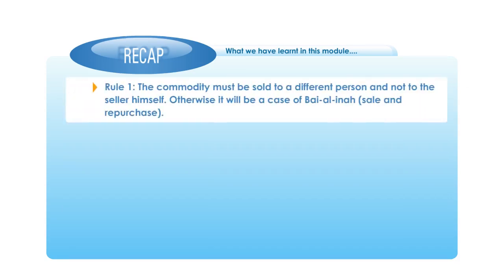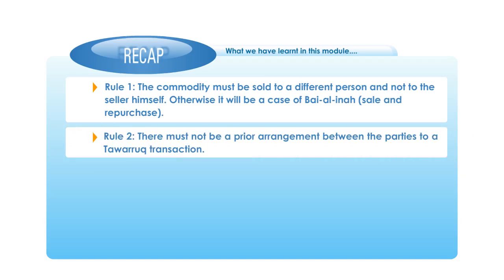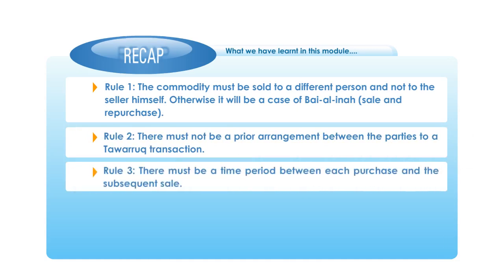Rule number 1. The commodity must be sold to a different person and not to the seller himself. Otherwise, it will be a case of sale and repurchase. Rule number 2. There must not be a prior arrangement between the parties to a Tabarak transaction. Rule number 3. There must be a time period between each purchase and the subsequent sale.